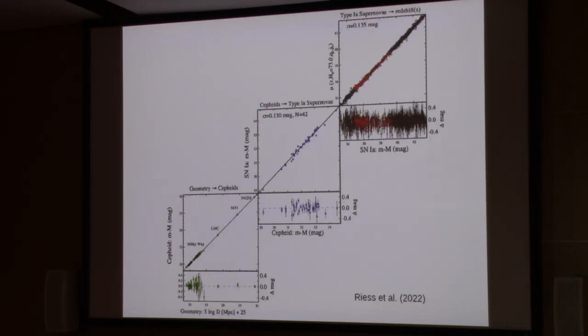And this is the global fit of the ladder. So actually, the SH0ES team perform a fit of all parameters, both period-luminosity relations for classical Cepheids and the Hubble flow, and they have a very large covariance matrix that they provide in their work.